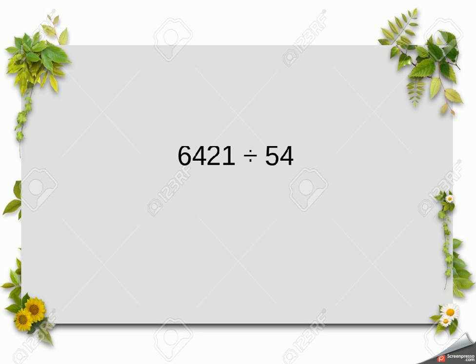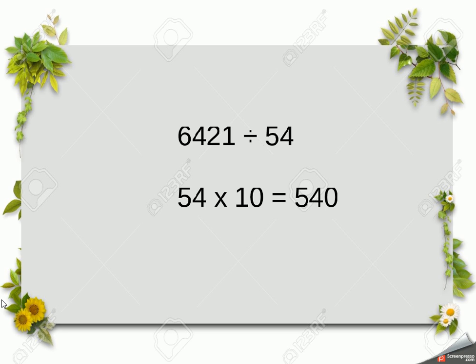Now, a problem with just simply taking away 54 from a large number such as this, 6,421, is that it would take a lot of deductions to get us down to zero or to as near as zero as we can. So what we have to look at is the fact that 54 times 10 is 540. Remember, when we multiply anything by 10, we put a 0 on the end. So if I took 540 from the 6,421, I'm taking out 10 lots of 54.